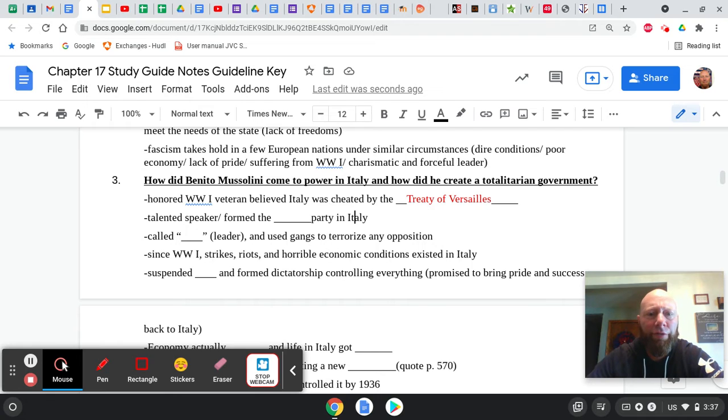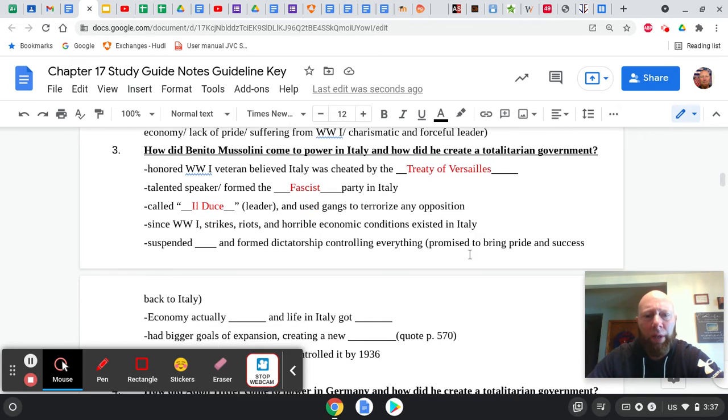But Benito Mussolini felt that they did not get all the spoils of war, the colonies, the reparations that the other Allies got. He was a talented speaker, and he formed the fascist party in Italy. His nickname was Il Duce, which just means the leader, and he's going to use gangs to terrorize any opposition, as all these dictators do. Since World War One, things had not been good in Italy. They had horrible economic conditions, only made worse by the Great Depression. There were strikes, there were riots. The country needed to be rebuilt. It was a bad situation in Italy.